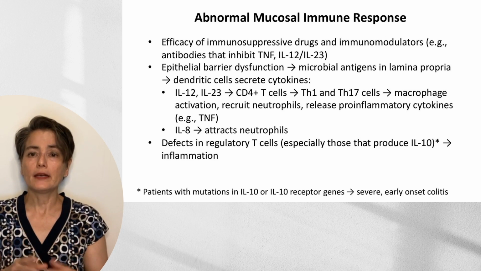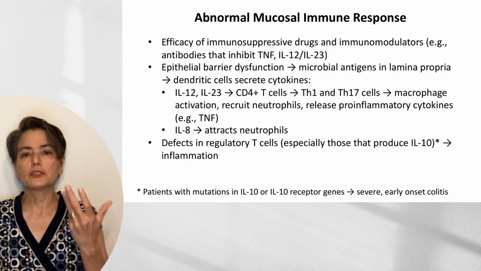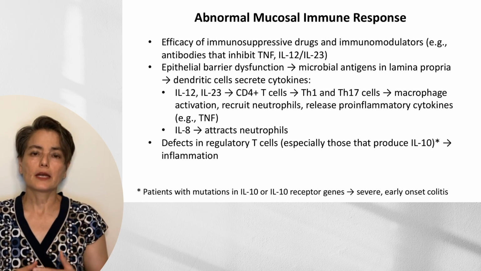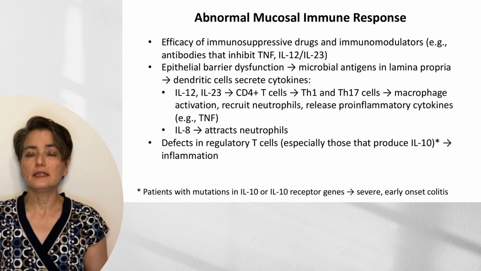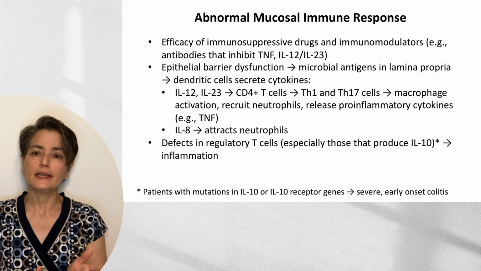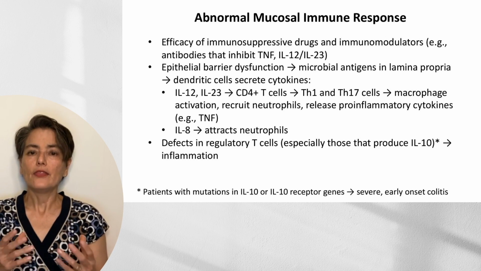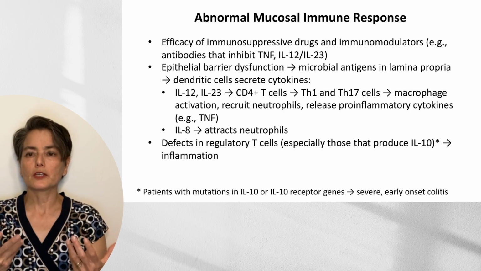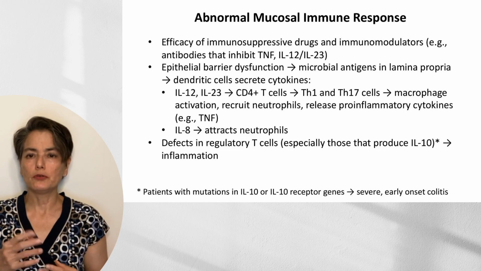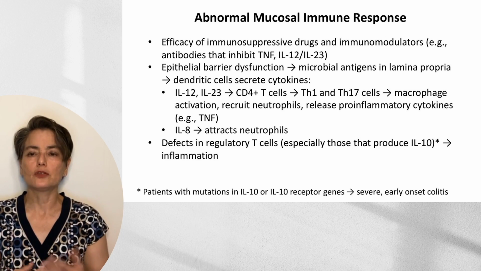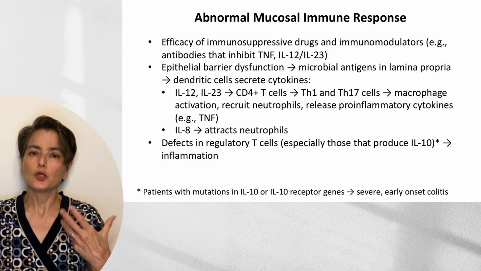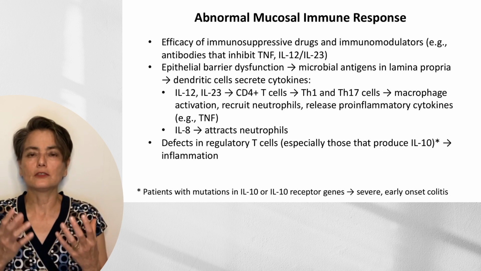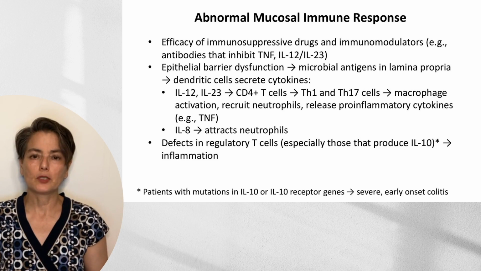Dendritic cells will then present those and they will secrete a number of cytokines. Some of those cytokines include IL-12 and IL-23, which will stimulate CD4 positive T cells to differentiate into Th1 and Th17 cells. These cells will then work to activate macrophages, recruit neutrophils, and will release additional pro-inflammatory cytokines such as tumor necrosis factor. Dendritic cells can also release IL-8, which attracts neutrophils. So you can see we're creating this sort of cytokine soup, which is very pro-inflammatory.